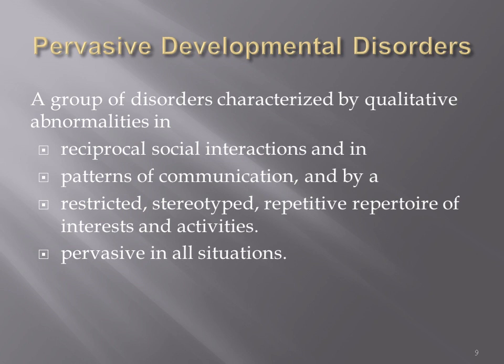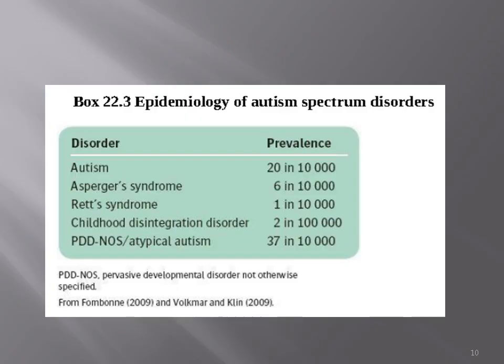The child gets very, very disturbed if his or her routine is disturbed, or if the environment is disturbed. If his things are rearranged, he gets extremely upset. And this behavior arises before a certain age, which is usually before the age of 3, and it is pervasive in all situations. So, epidemiology of autism spectrum disorders.